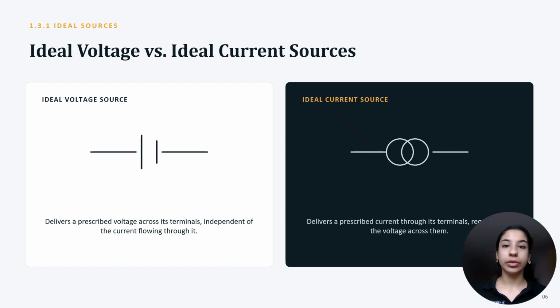So now we have something called the ideal voltage versus the ideal current sources. An ideal voltage source delivers voltage across its terminals without changing the current. An ideal current source is the opposite. It delivers current through its terminals without changing the voltage.